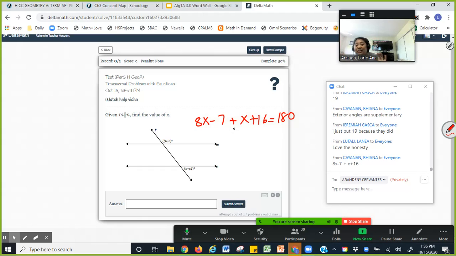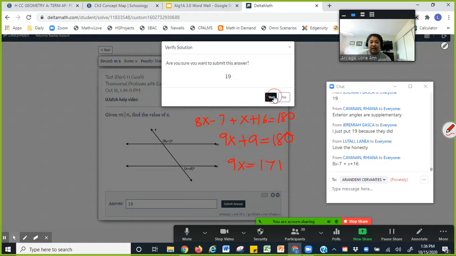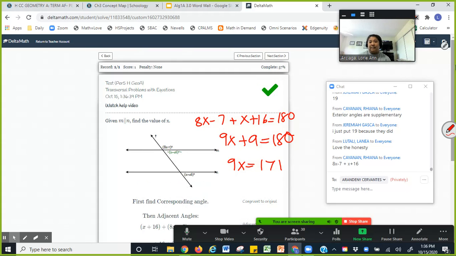Okay, in your homework though, you're going to get different questions. So this will become 9x plus 9 is equal to 180. Okay, and then 9x is equal to 171, right? And does that divide exactly, 19? Okay, so let me put that answer. And yes.